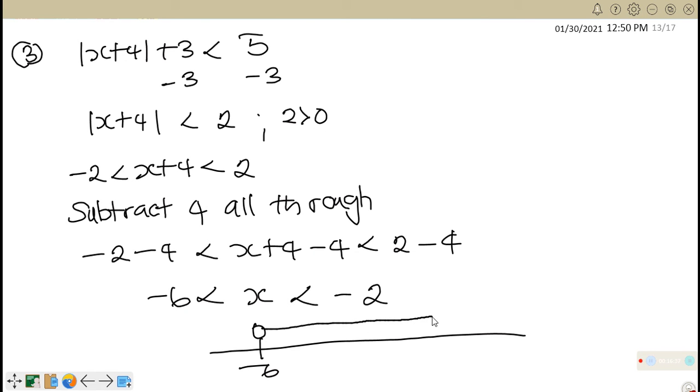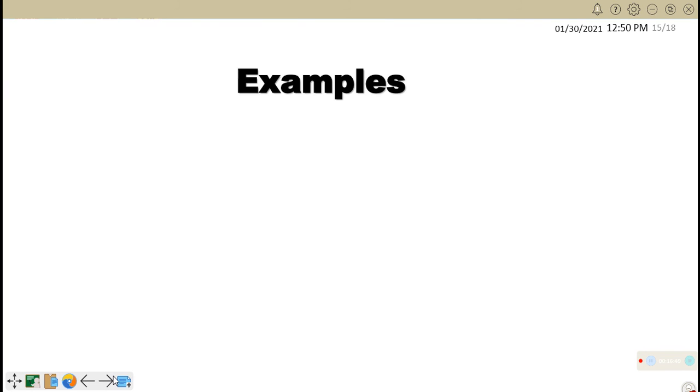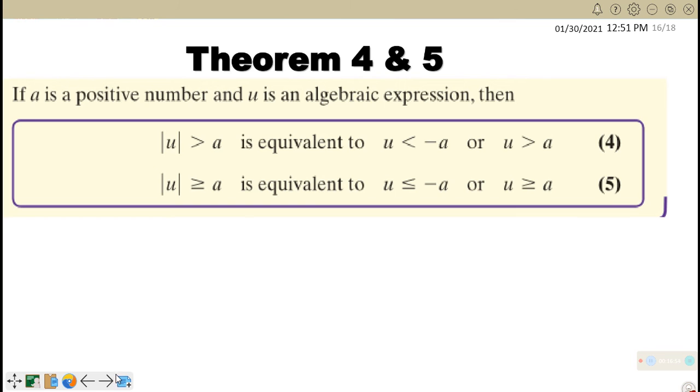Okay, joining it together we have -2 here, and this is the x-axis, and that is the number line represented in inequality. So this is how to solve absolute value inequality of this nature. Okay, so theorem 4 and 5.